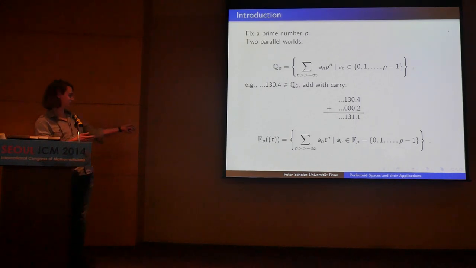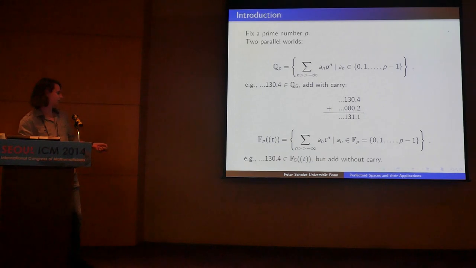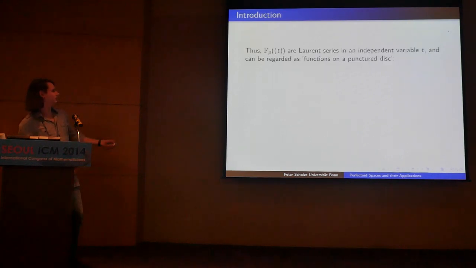And there is a very similar field. Formally, it's the field of Laurent series over F_p, where F_p is a field with p elements. It's again the same sums a_n times t to the n, but now this t is a formal variable. Concretely, this means that the elements may be the same, but you add without carrying. This Laurent series field really has an independent variable t, and you can think of this as functions on some punctured disk. Just like with a complex punctured disk, functions on it can be developed into a Laurent series.